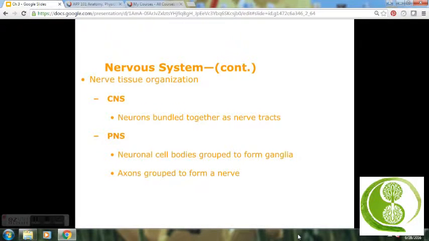Then we go into the nervous tissue organization. In the central nervous system, we have neurons bundled together as nerve tracts. In the peripheral nervous system, their neuronal cell bodies are grouped together to form ganglia, and axons are grouped together to form a nerve.